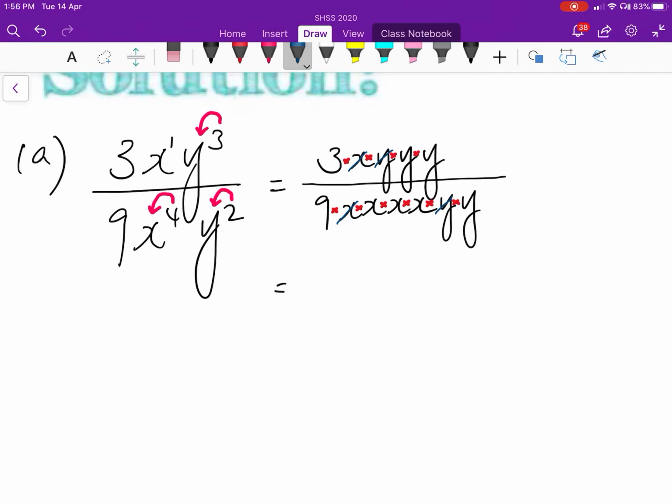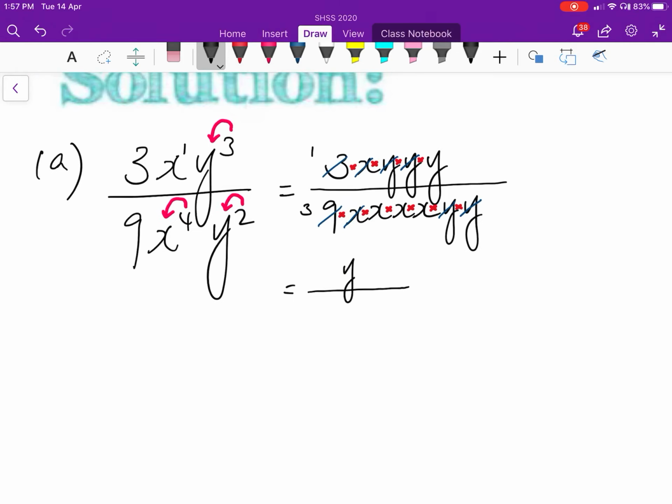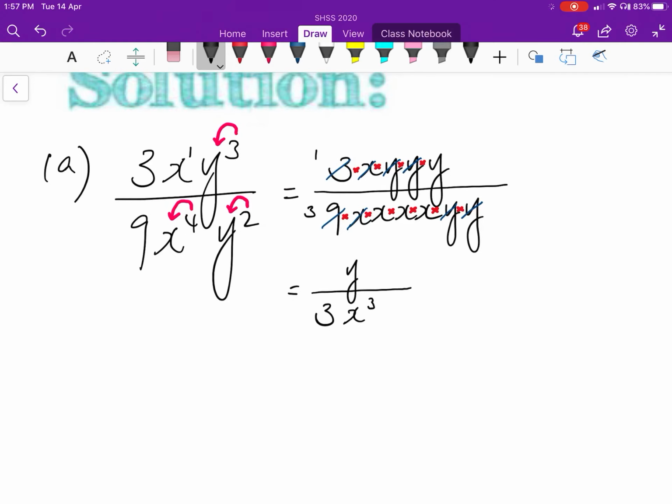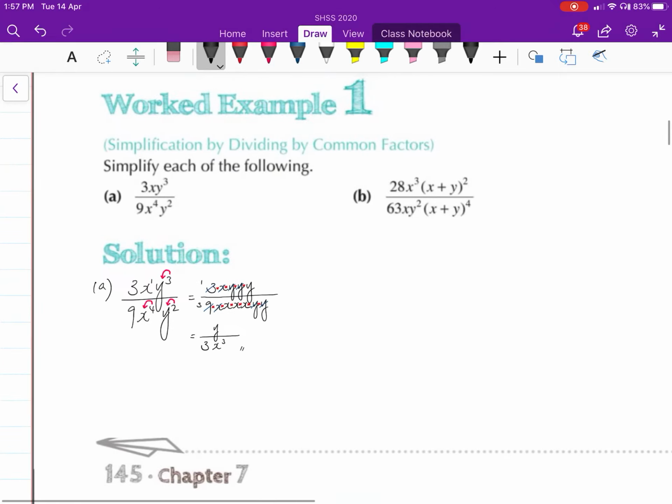We can cancel out 1 y below, another y below, with the y's on top. At the numbers here, I can divide by 3, I get 1 and I get 3. So my final answer is just 1y, which is just y, and on the denominator is 3, x times x times x is x cubed. And this is my final answer. What I'm doing is simplifying this algebraic fraction. That is work example 1a.